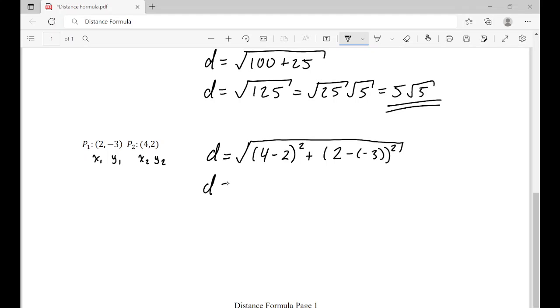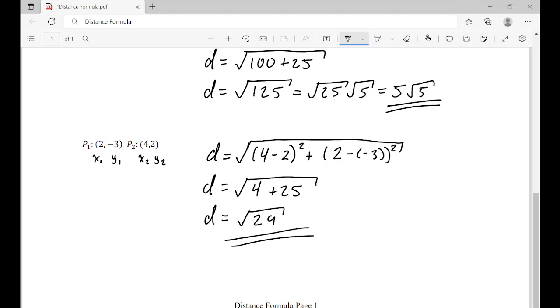And so some of this is already repeating, so we can kind of skip a few steps here. 4 minus 2 is going to be 2. Squared is just going to give me 4. And 2 minus a -3, which we just did before, gave us 25. So plus 25. Just combine again, and we're going to get the square root of 29. And again, if you can reduce it down, you will. But in this case, the square root of 29 cannot be reduced. So this will be our final answer for the distance between P1 and P2.